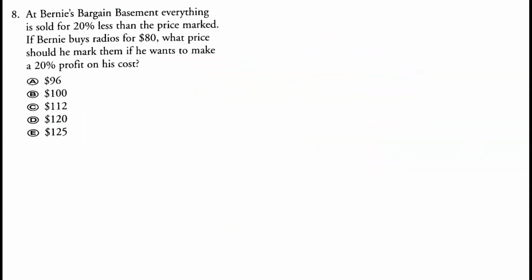Question 8. At Bernie's bargain basement, everything is sold for 20% less than the marked price. If Bernie buys radios for $80, what price should he mark them if he wants to make a 20% profit on his cost? Now, we need to find out the price. What should be the label price?